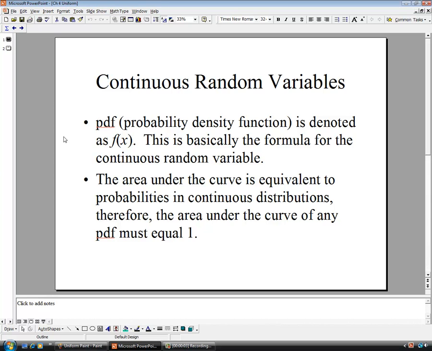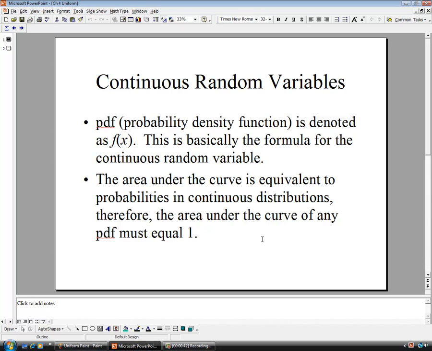Continuous random variables are denoted with PDF, standing for probability density function, as opposed to our probability mass functions that were for discrete distributions. Since it is a function, we'll use f of x to illustrate that we're dealing with a continuous random variable as opposed to a discrete one. Now we're going to have some form of line or slope, and the area underneath that curve over the x-axis must equal 1.